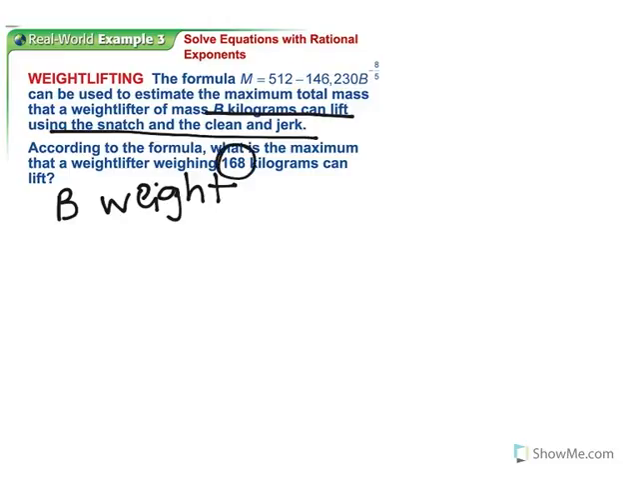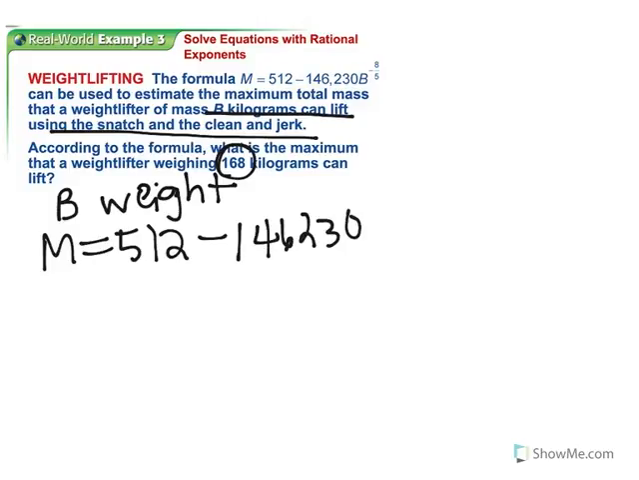So we're going to go ahead and substitute that 168 that it gives us into the formula. So we're going to have m equals 512 minus 146,230 times 168 raised to the negative 8/5 power. And then we're just going to solve for m.